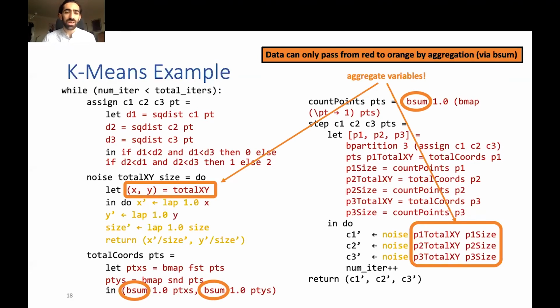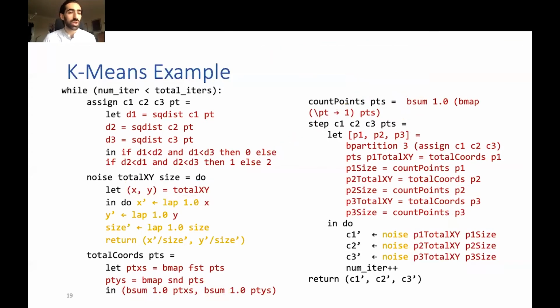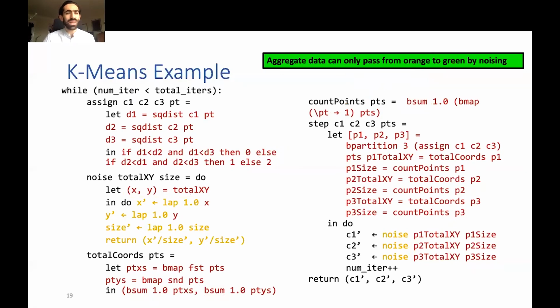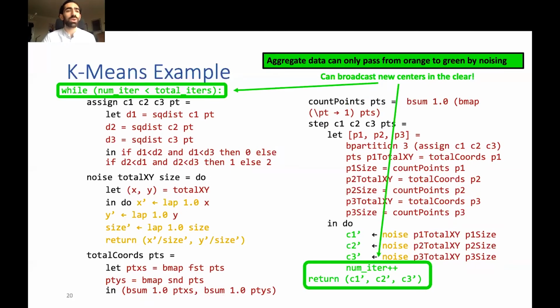And this creates these aggregate variables here. Once we have these aggregate variables, we can perform some sort of orange operations on them. And then the aggregate data can only pass from orange to green by adding some random noise to give it the differential private properties that we want. So now we can see that these variables are now differentially private, and we can broadcast these new centers in the clear.